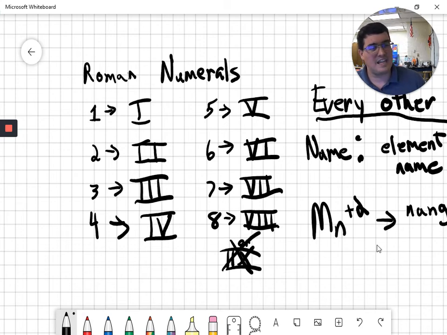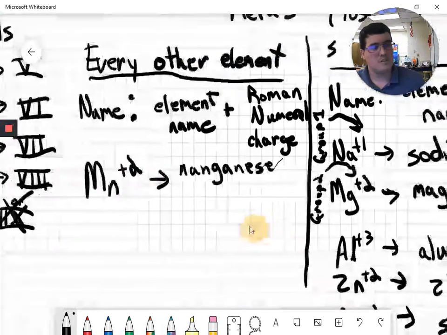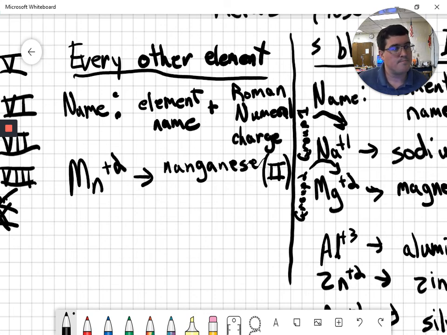All right, so manganese, we just said manganese is +2, so we need to put a 2 out here, in Roman numerals. I always put mine in parentheses. Not everybody does that. Some people also put ion at the end of this, but I think that's unnecessary because you've already indicated that this is an ion by writing a Roman numeral there.